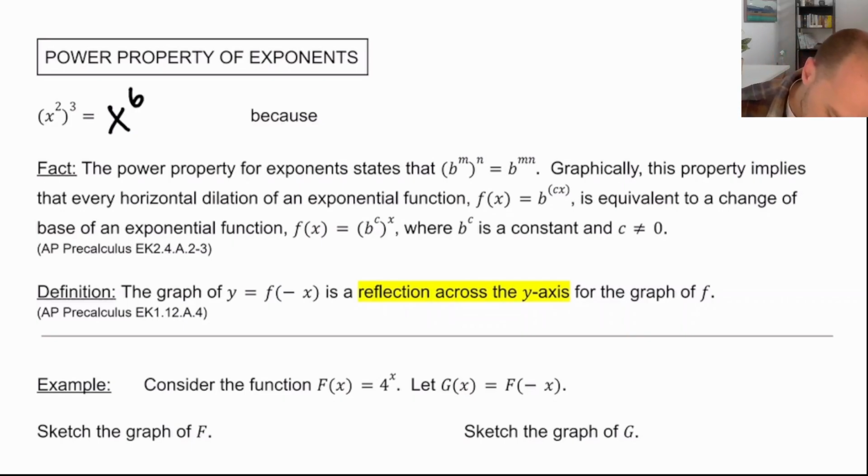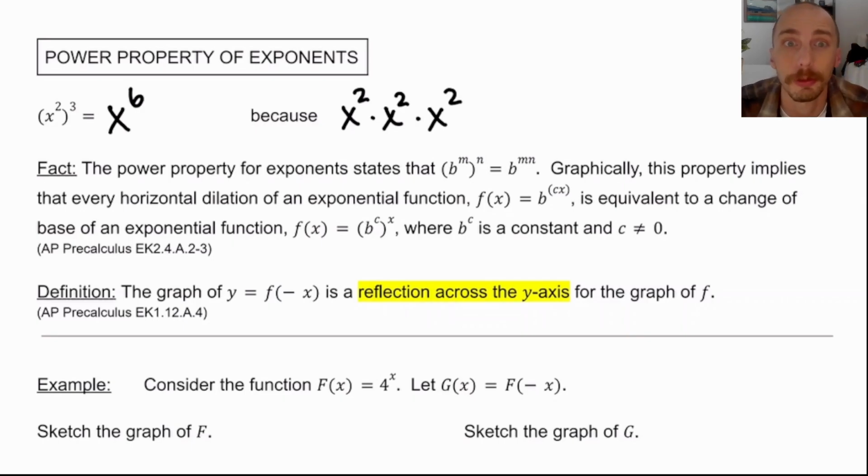Okay, I would say the best reason would be because x squared to the third is going to be x squared times x squared times x squared, and use that addition property that we were just talking about. That's going to be 2 plus 2 plus 2, which is x to the 6. But you might have your own way of understanding why that's x to the 6 and not x to the 5. And if it's different from that, then that's what you should write in that spot there. Okay, but it says we're going to multiply the exponents.